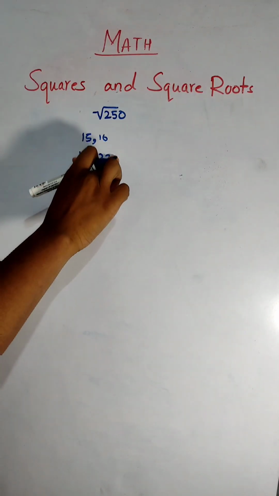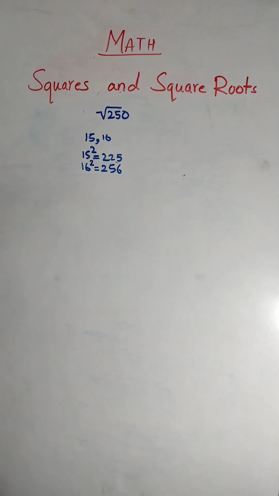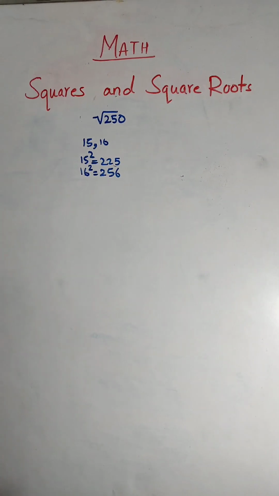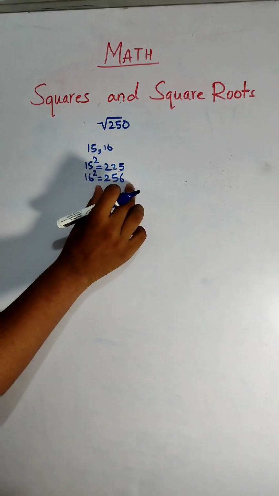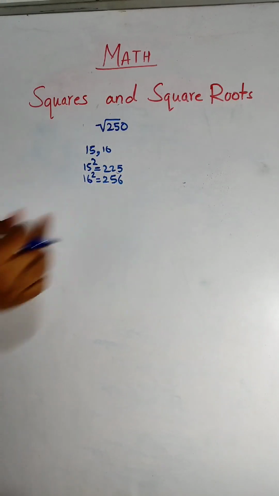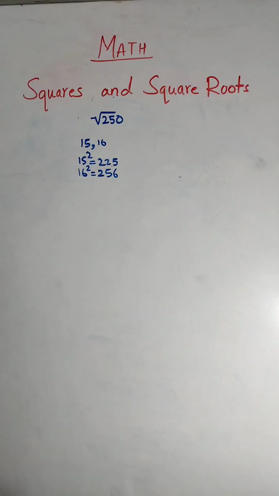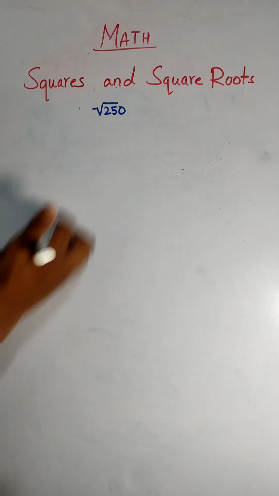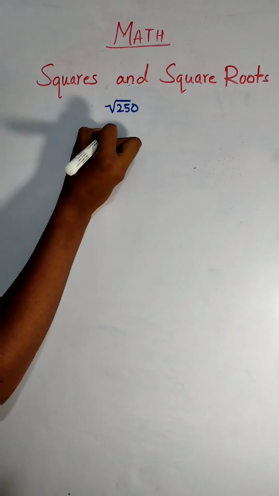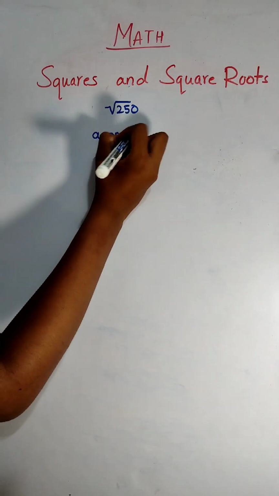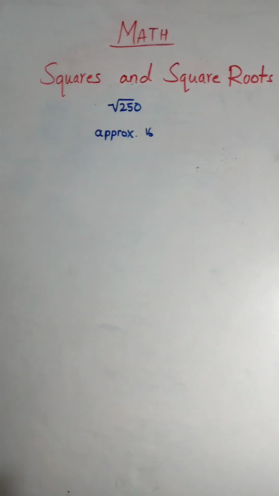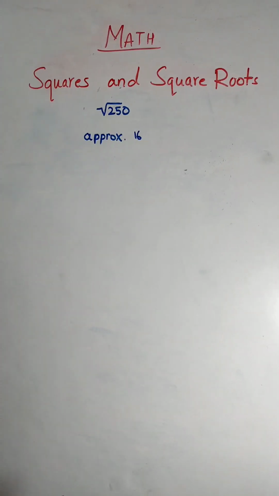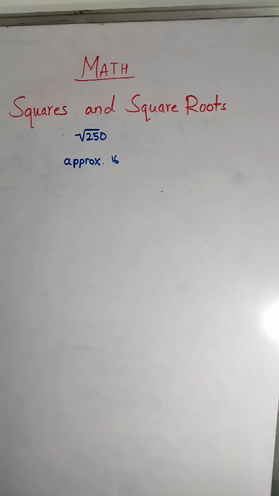Now that we know that this number falls between 15 and 16, we have to find out the closest approximate to this number, and we know that 250 is the closest to 256. It's closer to 256 than 225. So the root of 250 is approximately 16. It is not equal to 16, but it's close to 16.